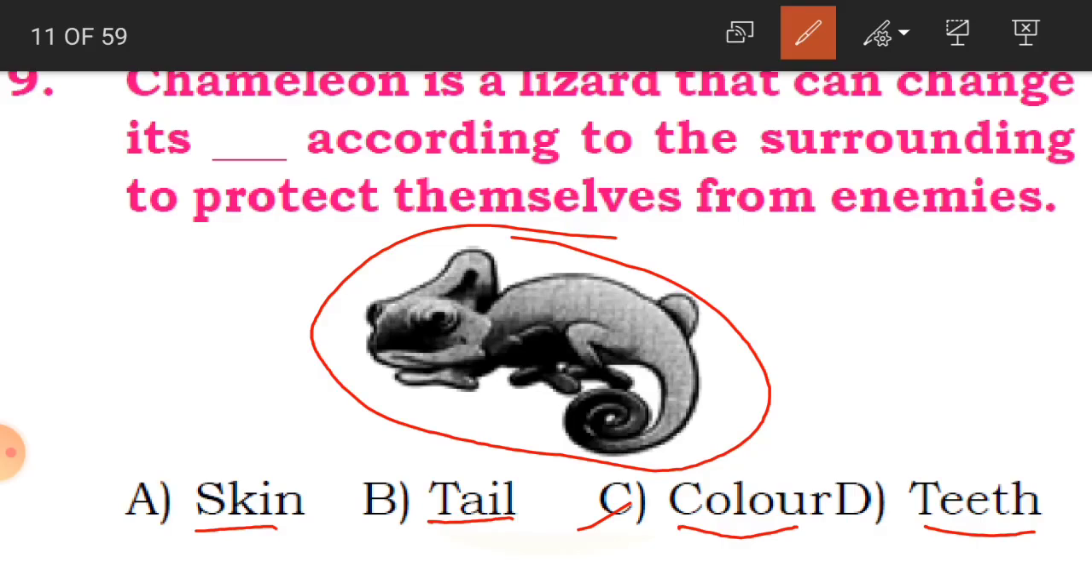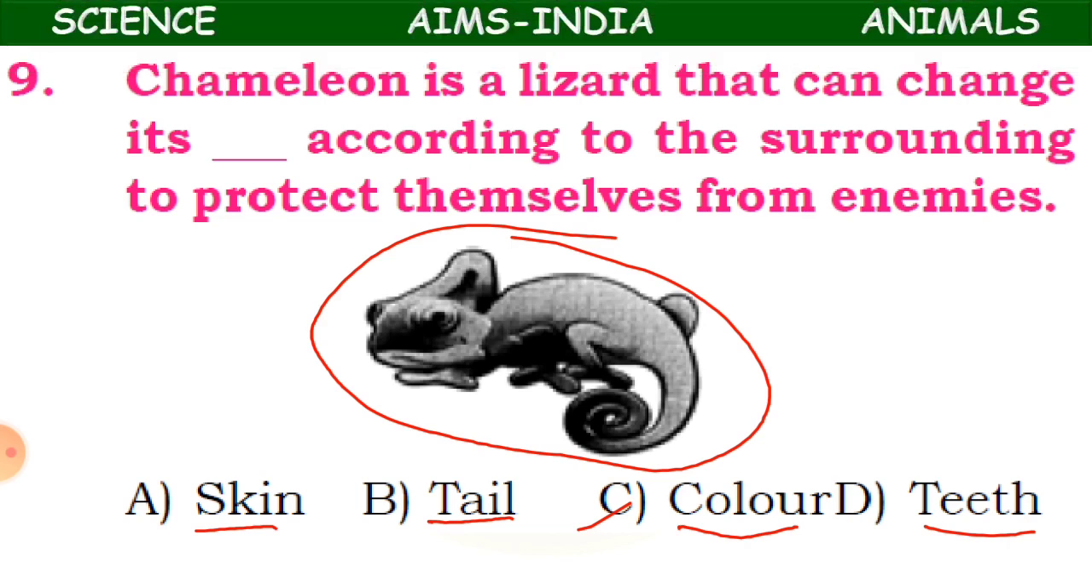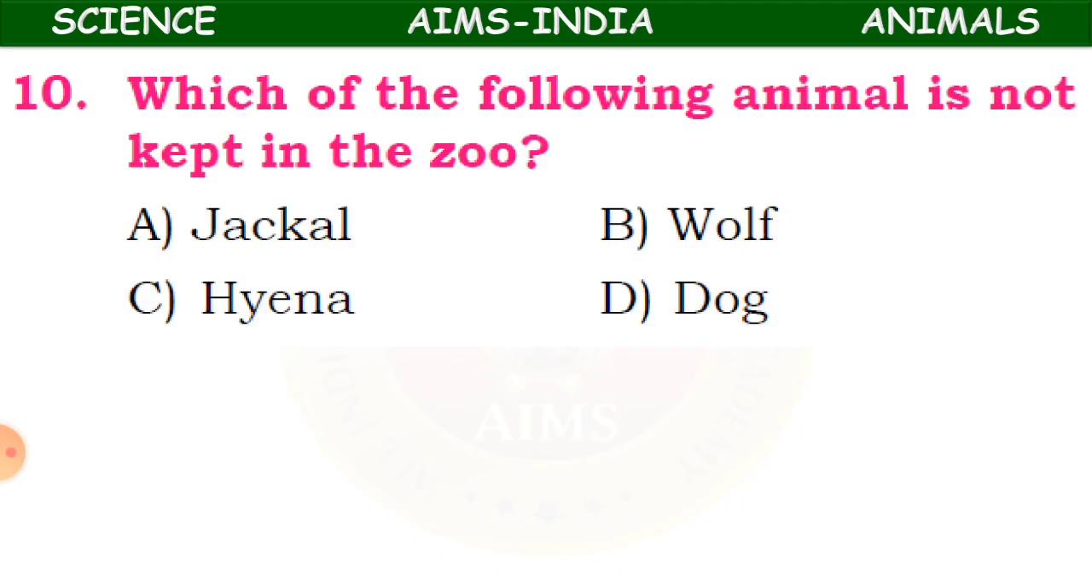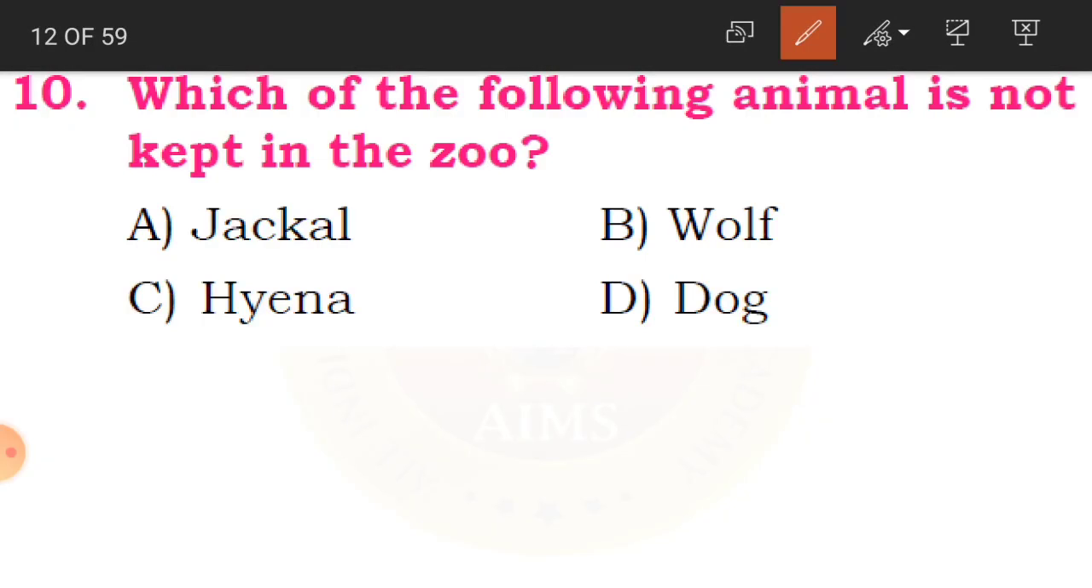It changes the color. It changes its color to the surrounding. As we learned, if it is there on the green trees or the plants, it changes its color into green. Whether it is in red color surroundings, it shades itself into red. So like that, to protect from the enemies, it changes its color. Which of the following animal is not kept in the zoo? Here, zoo. Children, what is a zoo? Yes, we all love to visit a zoo. Why? Because we'll be able to see so many varieties of animals in the zoo.